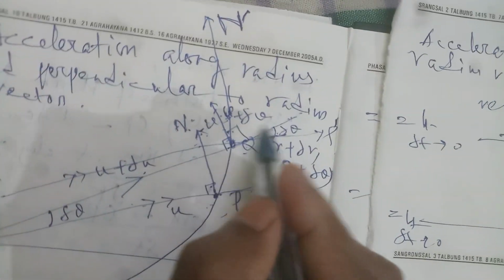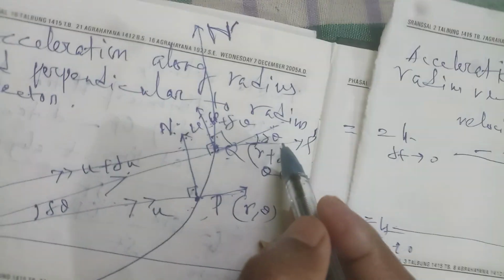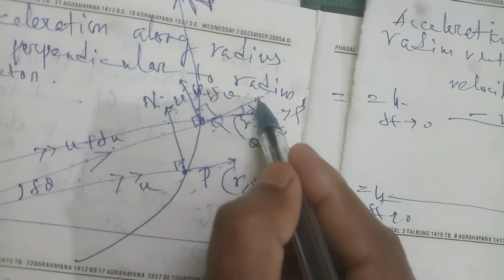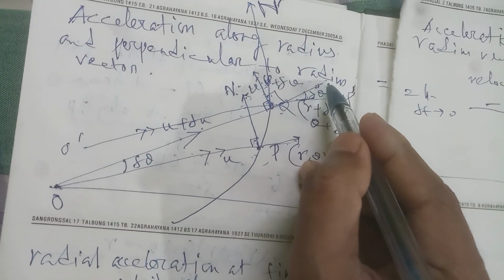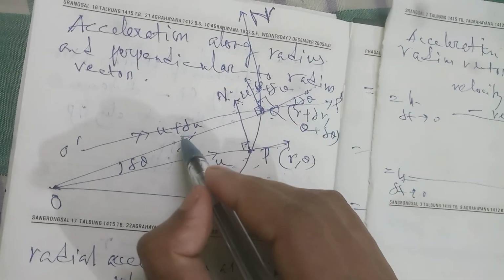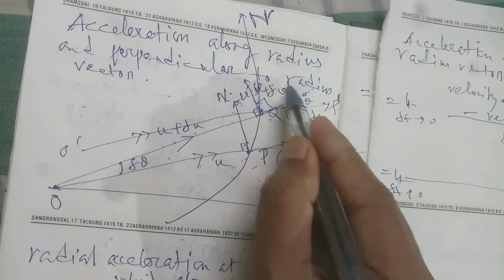Now this component, this one is u plus, in this direction. In this direction, the velocity is u plus delta u. So the projection.